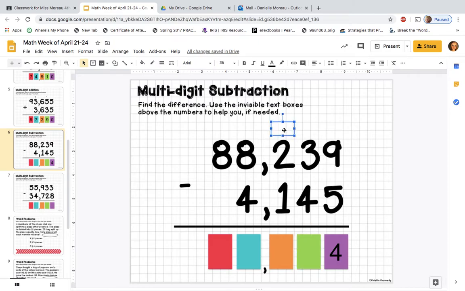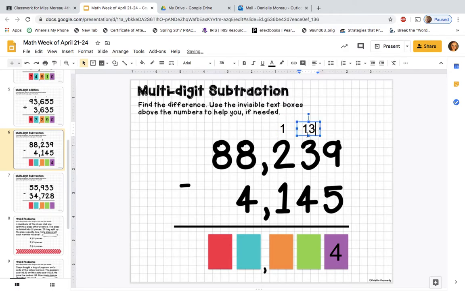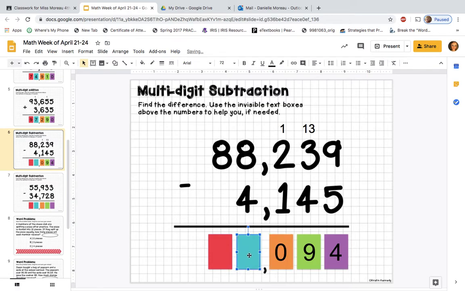So I apparently cannot. Oh, there we go. All right, so this would become a 1. And then this is 13. So 13 take away 4. That would be 12, 11, 10, 9. 1 take away 1 is 0. 8 take away 4 is 4. And 8 take away 0 is 8.